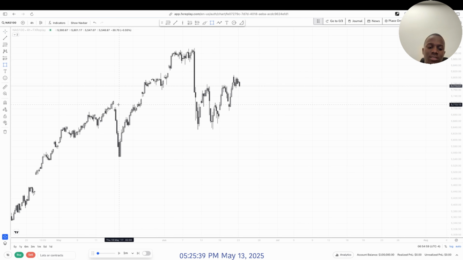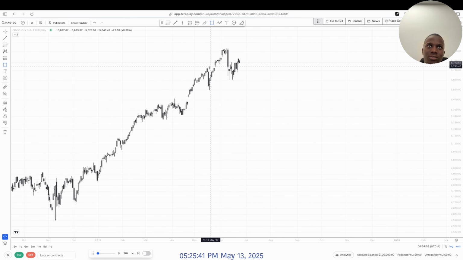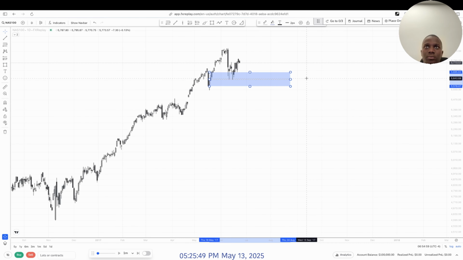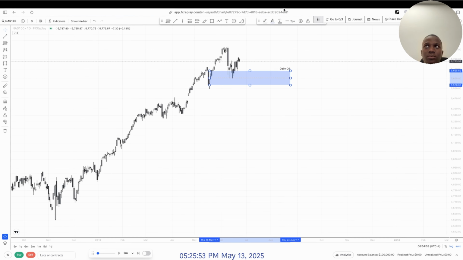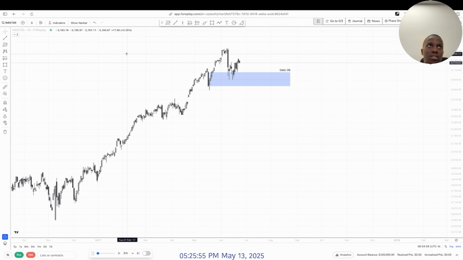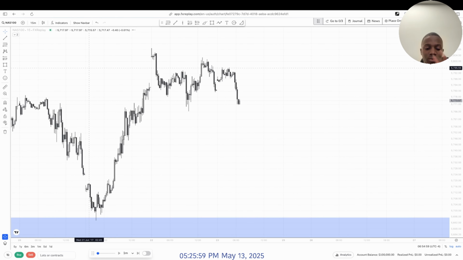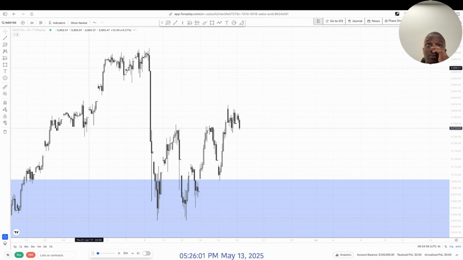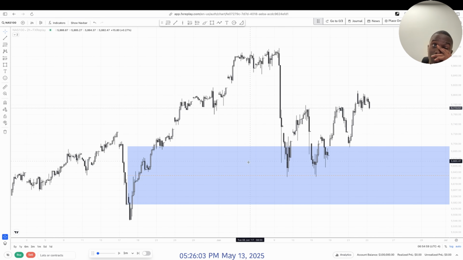Alright, so let's go back to the daily and draw this order block. So we've got the daily OB. Now we'll go lower. We can see that it hit the order block multiple times, then pushed higher.